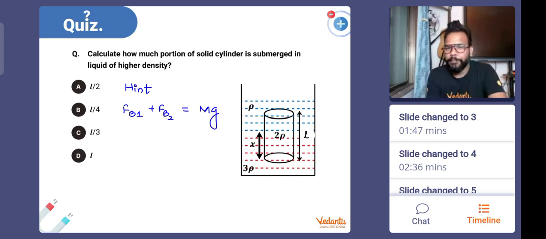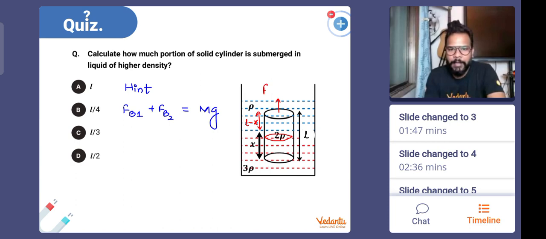Okay, everyone. Now this one. This one says you have to calculate how much portion of the solid body, cylinder body, is submerged in the liquid of density 3 rho. So how much is the value of this X is what you want to find out. Before you approach it, I'm giving you a hint that maybe X amount of that length of the cylinder is inside the more dense liquid, and the remaining amount is going to be L minus X.